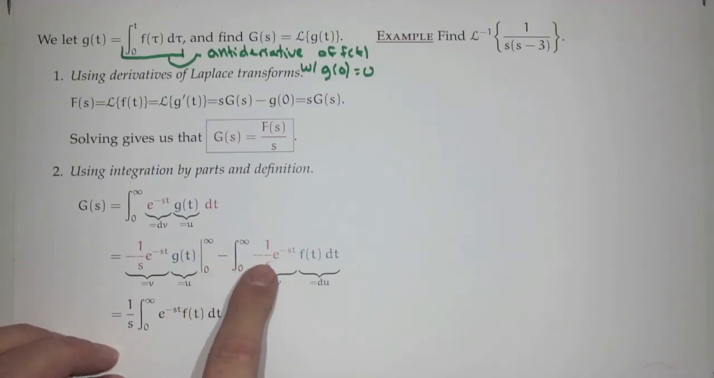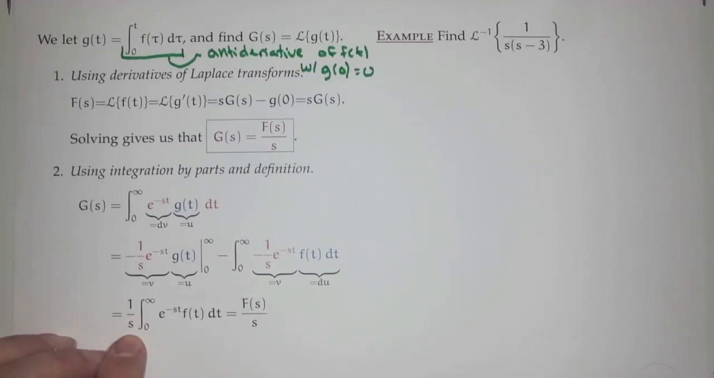Then you have a minus, so that's where you get rid of the minus. 1 over s can come out: 1 over s, the integral from 0 to infinity, e to the minus st f of t dt. And we recognize that. That's the Laplace transform of f. So we get F of s over s, and the same result. All right, good. So let's do an example.